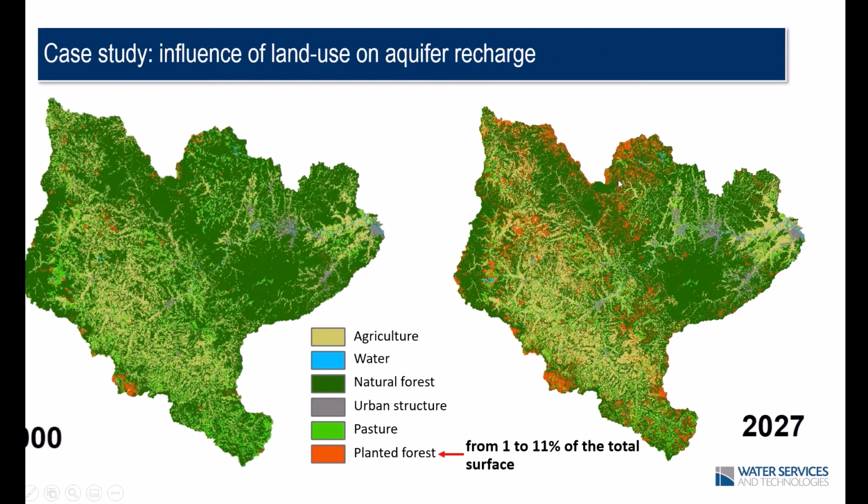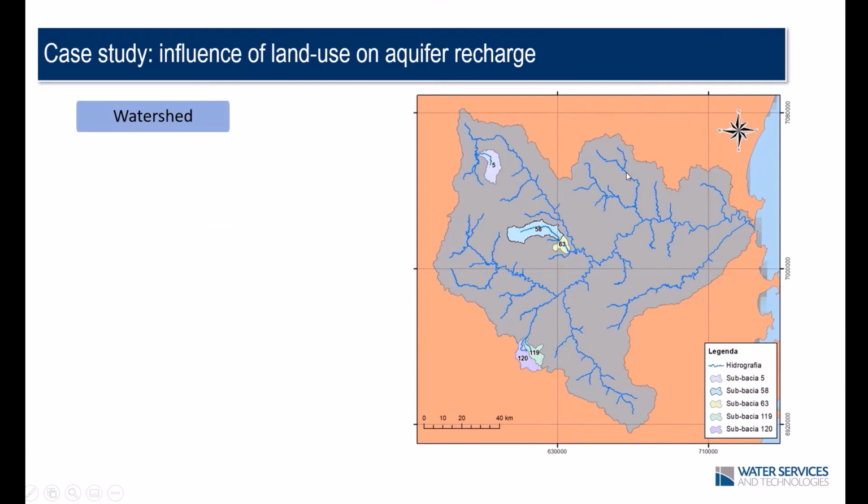And we can see that most of the changes are going to happen on the subbasins located upstream of the watershed. For example, here in this region, in the north area, where we didn't see a lot of areas for planted forest, in 2027 it's expected that we're going to have a lot of planted forest. And here, when we look at the results that we got from SWAT, where we compared the water balance between the two scenarios, the scenario with the land use map of 2000 and the scenario with the land use map of 2027, when we look at the whole watershed, we saw a mean reduction of 4% on the aquifer recharge.